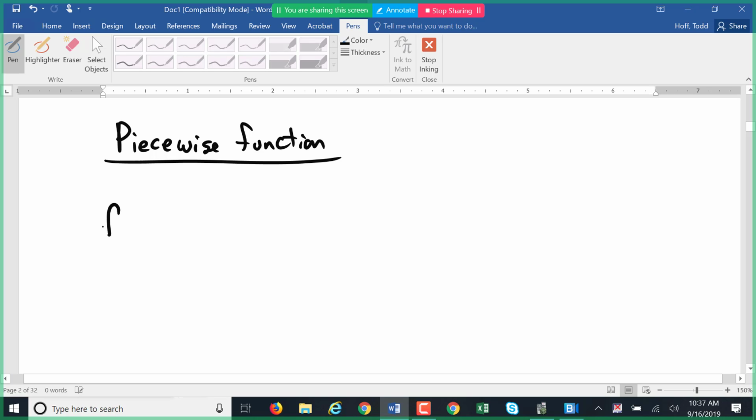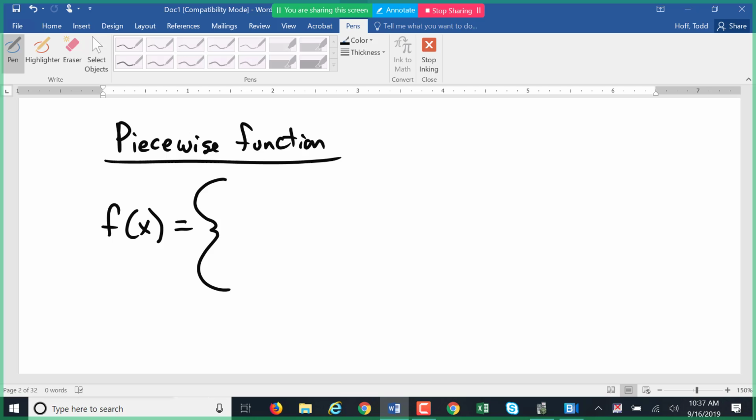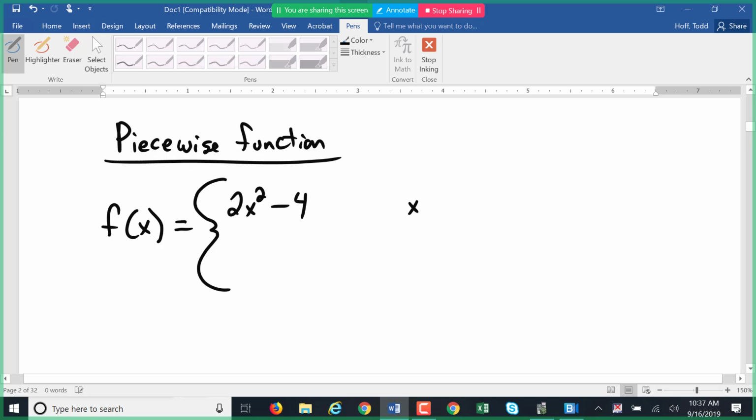You know, for example, we might have a function that's described like this. So that big squiggly bracket there is telling us that we're going to have multiple definitions for this function. So it might be 2x squared minus 4 for x less than or equal to 0, and 3x minus 4 for x greater than 0.